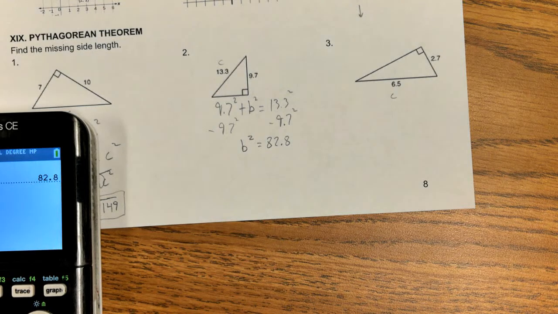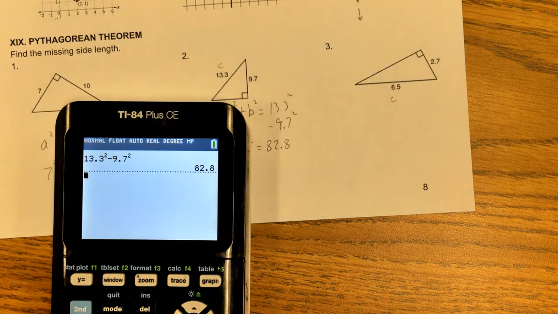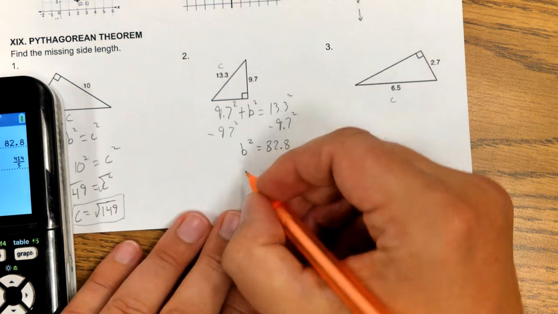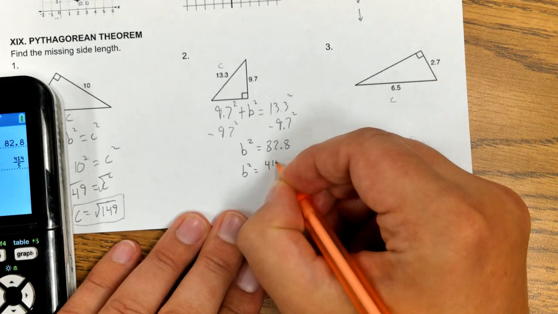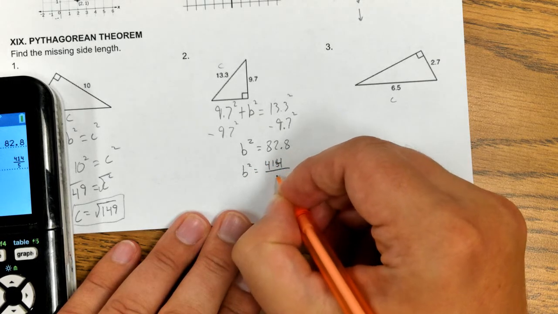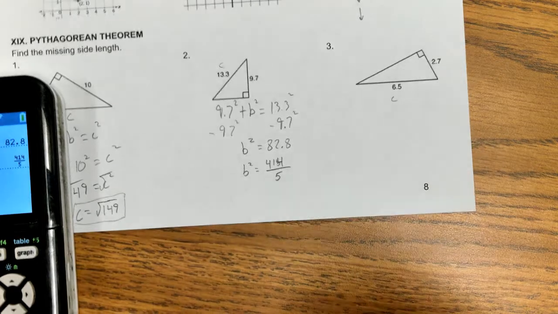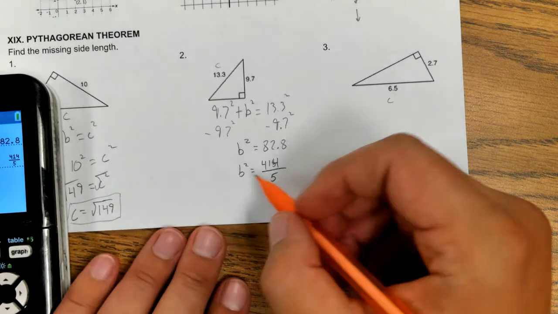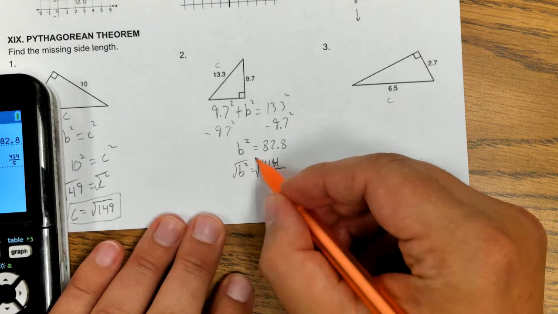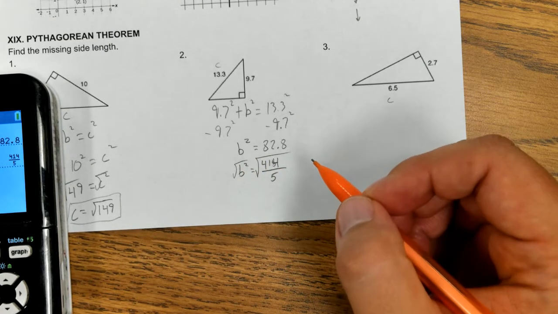But if we want to be totally mathematically proper here, I'm actually going to convert that 82.8 into a fraction. So if you press the math button and then just press enter twice, that converts it to this: b squared is going to equal 414 fifths, hey, repping the 414. And then now we're going to square root both sides. Again, don't worry about the plus or minus because we're talking about a length.